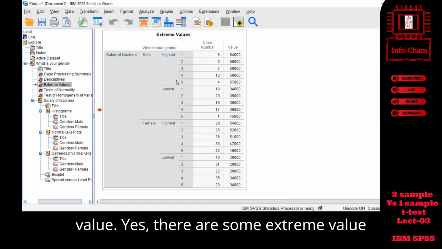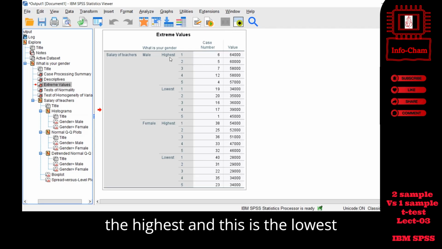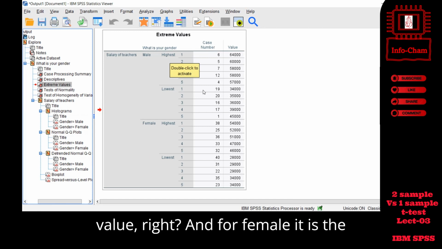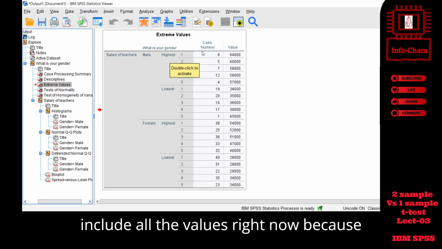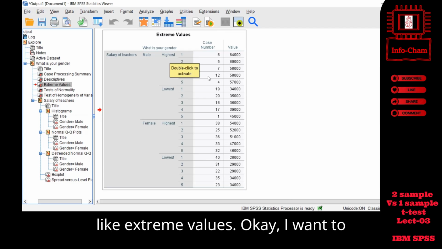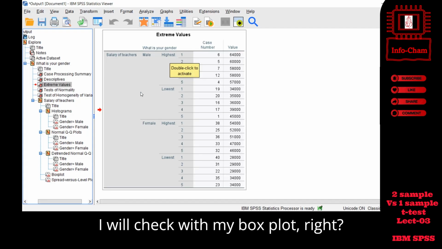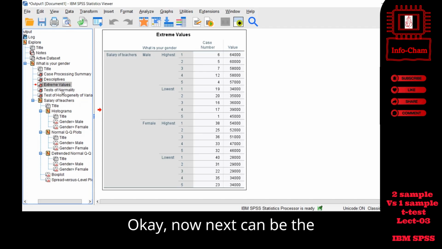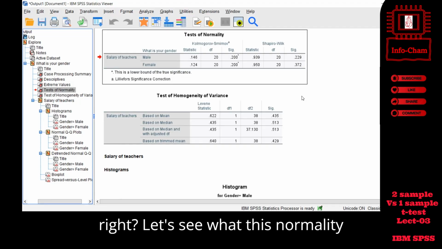Extreme values, yes, there are some extreme values over here: case numbers 6, 5, 7, 12. The salary of a teacher for a male, this is the highest and this is the lowest value, and for female it is the highest and lowest value. But we have to include all the values right now, because we cannot remove them. These are not really extreme values. I want to check outliers with my box plot, not this one. Next can be the normality, which is the most important. Let's see what this normality test shows.